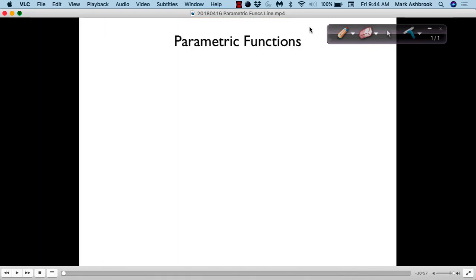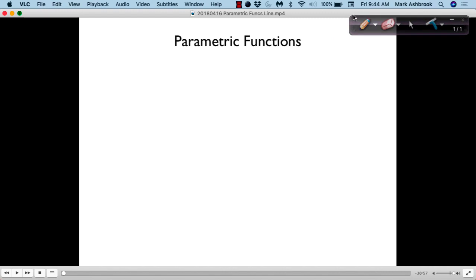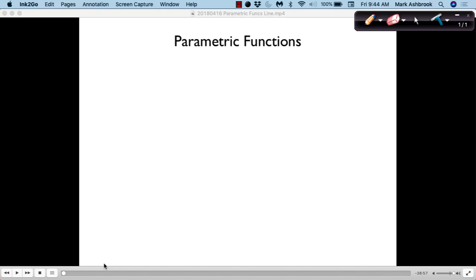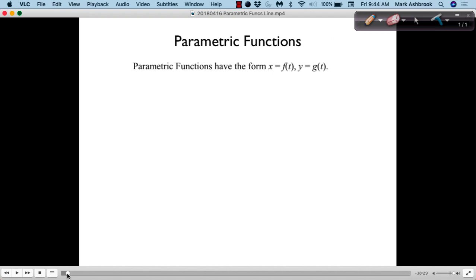All right, we're talking about parametric functions. Parametric functions. Okay, so parametric functions have this form. This is the simplest kind of parametric function.